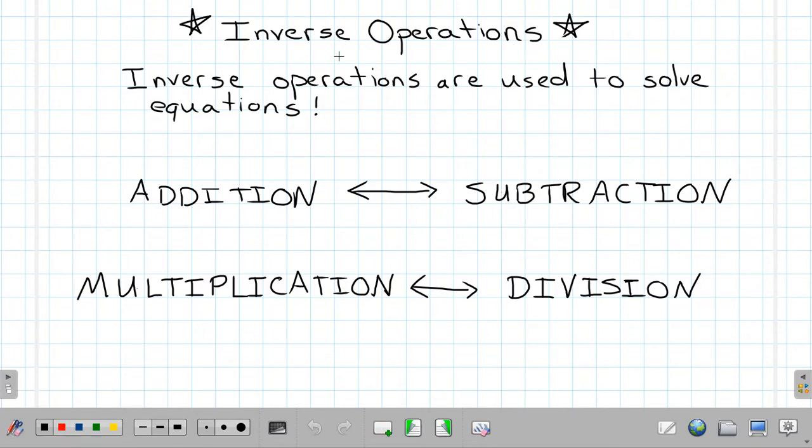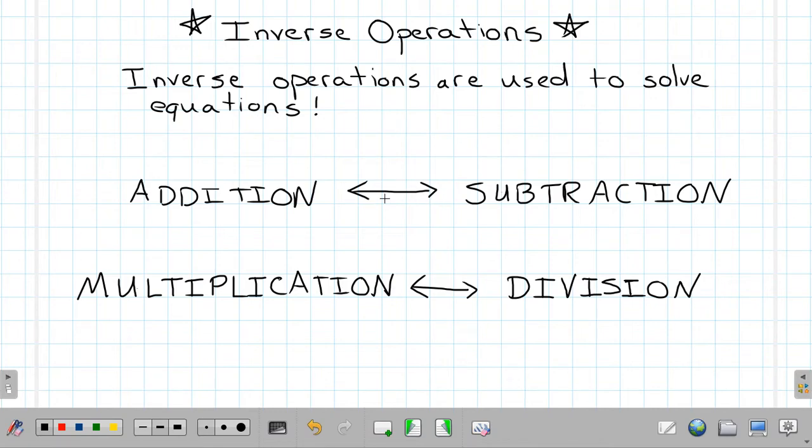So we mentioned inverse operations in step 3, and the inverse operations are used to solve equations, meaning we have an operation we're doing to a variable. So let's say we're adding something to the variable. Well, the inverse operation that we're going to use, and in this case inverse is a word that means opposite, so the opposite of adding is subtracting.